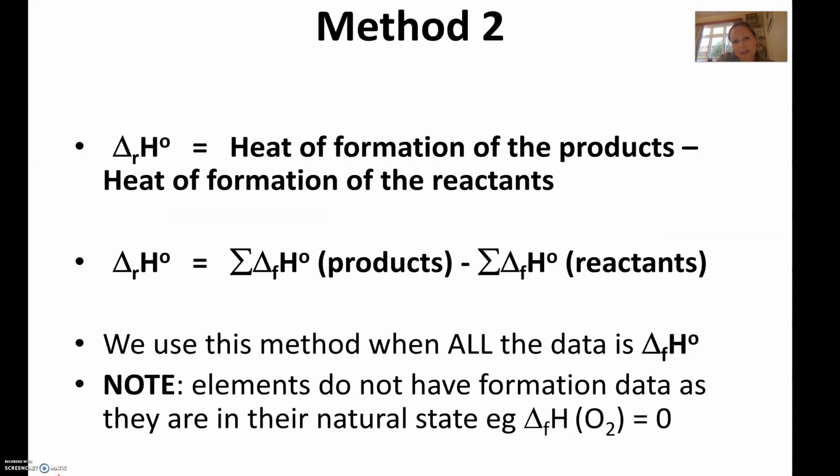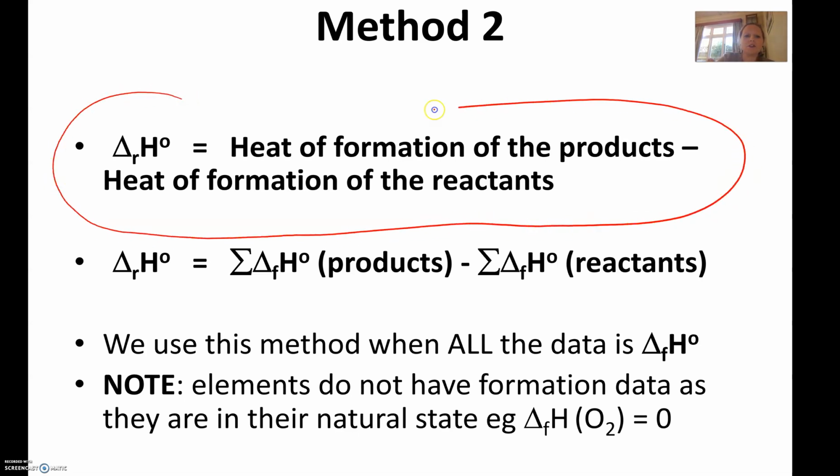So we learnt last lesson about method 1 for Hess's law, which was the manipulation of equations. This one is much more straightforward, but there is a criteria. To do this reaction, all of the data must be given to you as formation data.